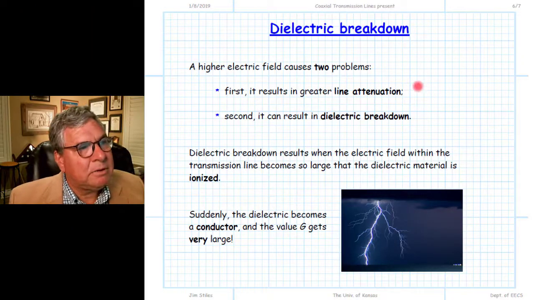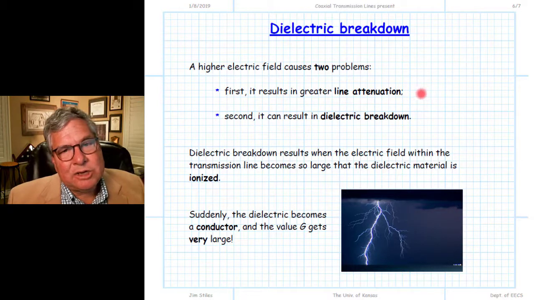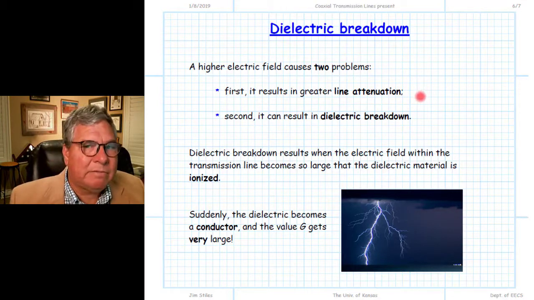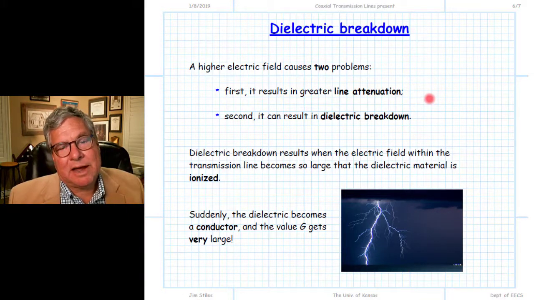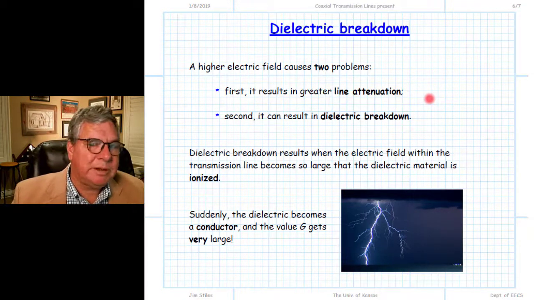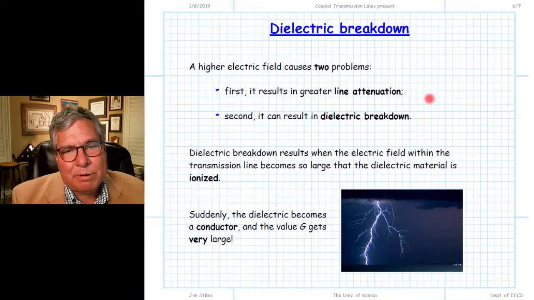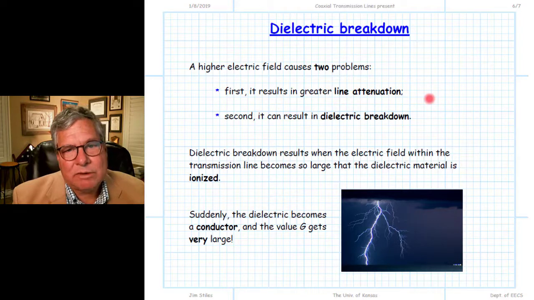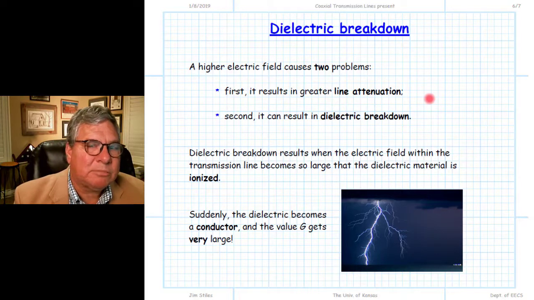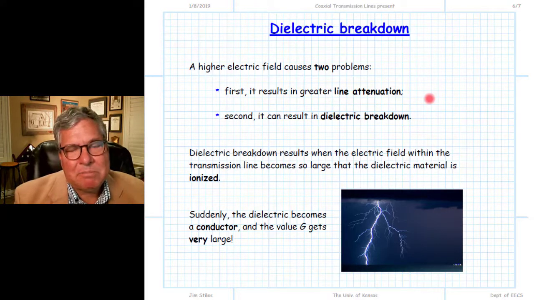The first problem is that we might have greater line attenuation, that the propagating wave will lose some of its energy as it propagates. Now, I know we said that the dielectric between the two conductors we assume to be a perfect insulator, and therefore the conductivity we model is essentially equal to zero. And this is a very good approximation as long as our coaxial transmission line isn't particularly long, let's say a meter or so.